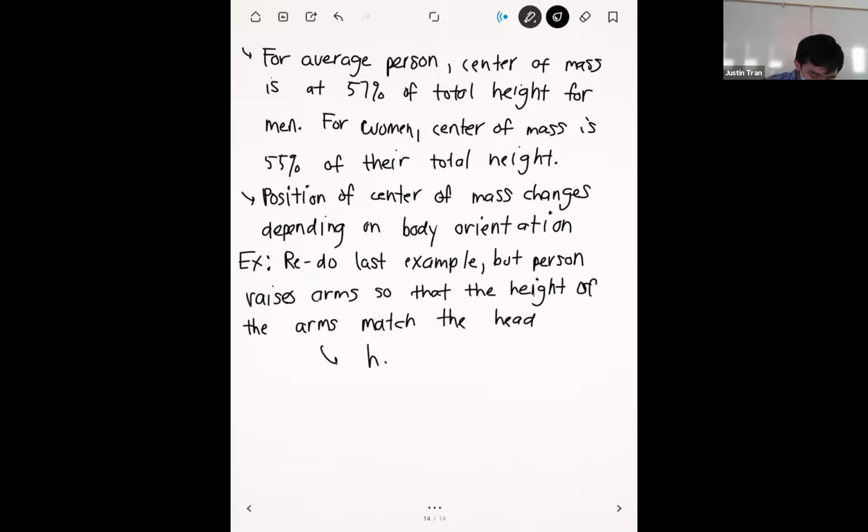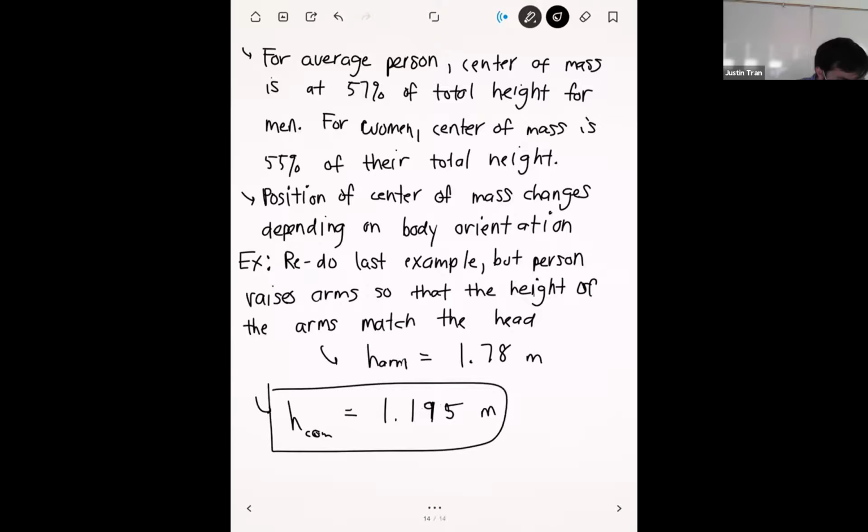And so now basically we're going to redo the calculation. H arm is now going to be 1.78 meters. Okay. All right, and so if we redo the calculation, our total mass is the same because we're not adding any mass to our body. Okay. And so if we run through the calculations again, but with the height of the arms higher, what we get is HCOM. HCOM is now 1.195 meters. Okay. And this looks very similar to the last case, but if you compare the value, this is a difference of 5.7 centimeters.